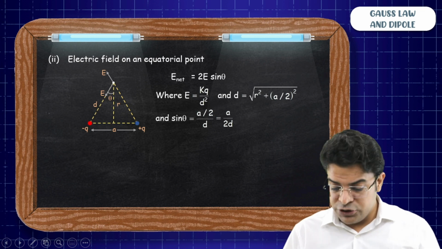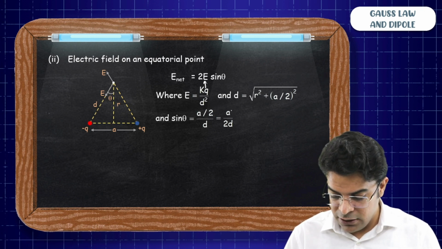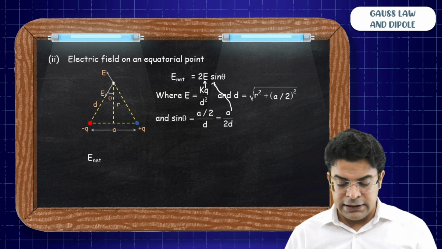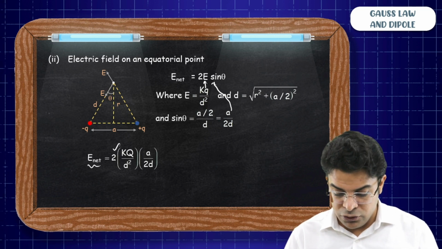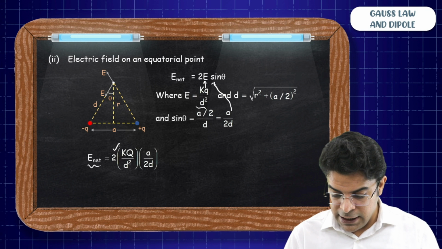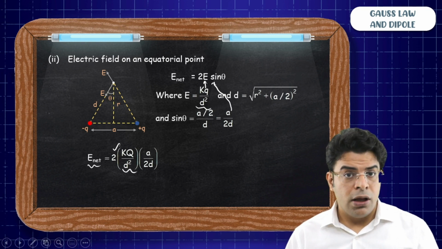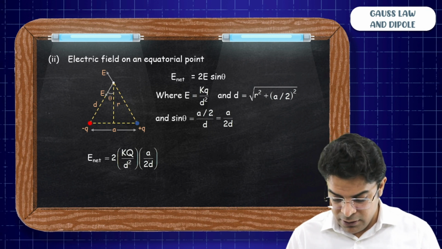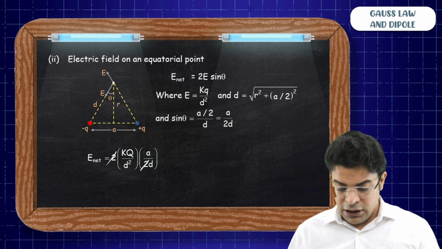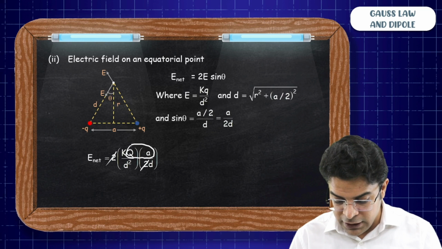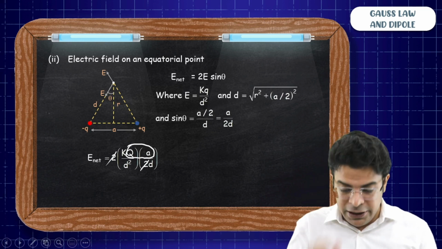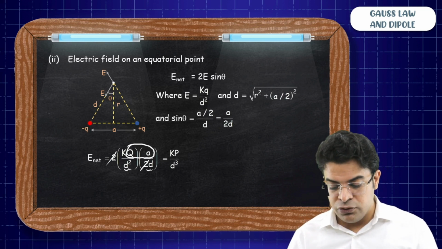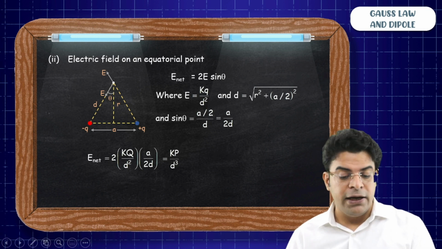Now substituting the value of E and sin theta, we will get that the net electric field will be equal to 2 into kq upon d square multiplied by a by 2d. So that 2 and 2 get cancelled. In place of q into a, you can write the dipole moment p, and here d square into d gives you d cube. So that will be kp by d cube.